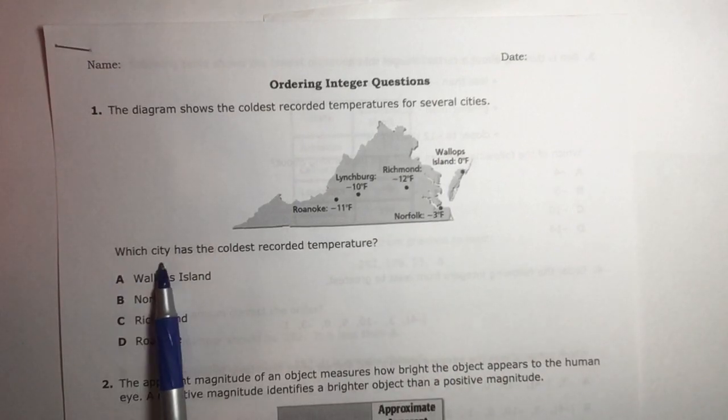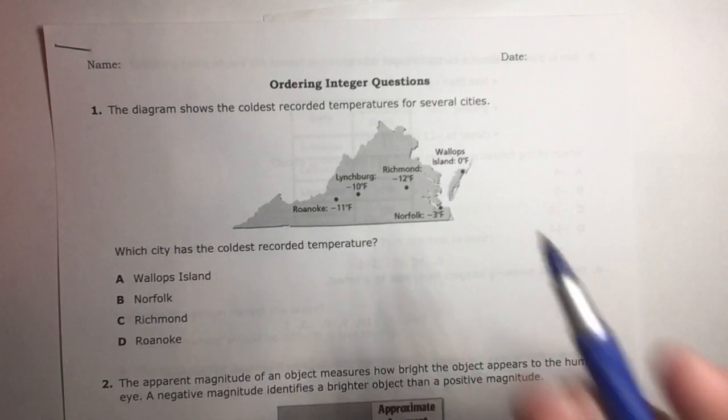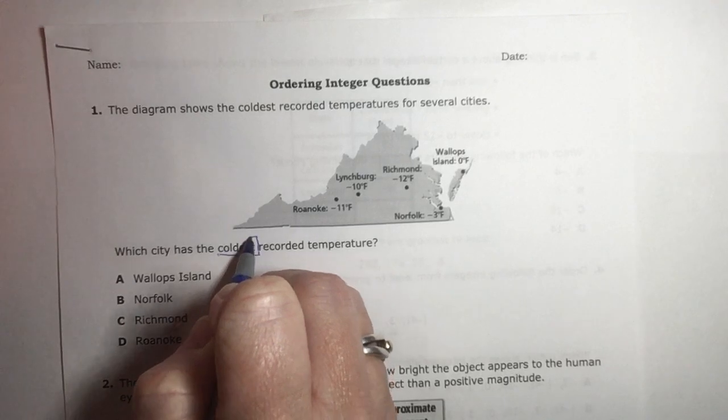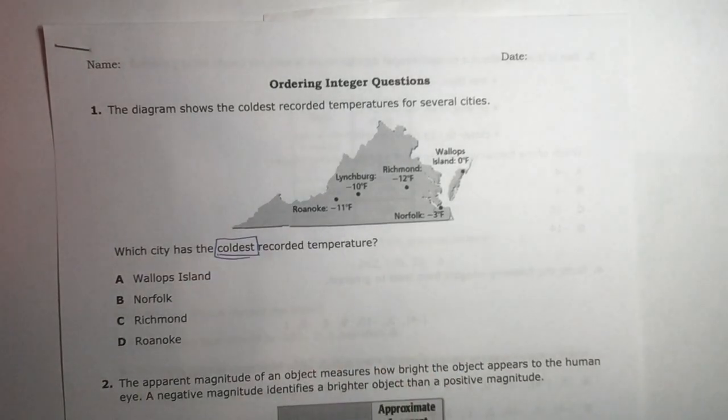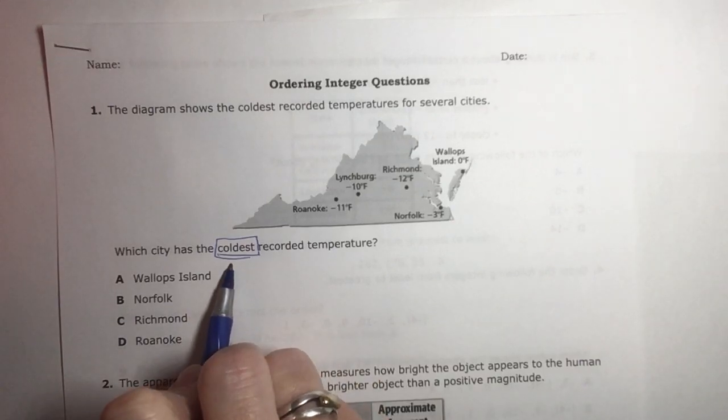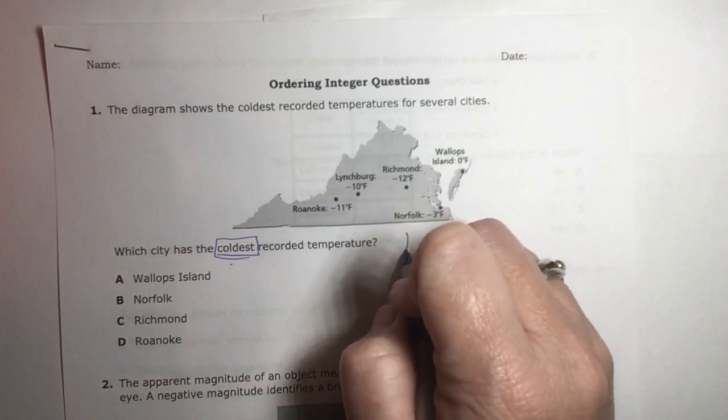Okay, it says which city has the coldest recorded temperature? So we have to think about what the coldest means. Does that mean we're looking for the least or the greatest temperature? The coldest is going to be the least. So we're looking for the least temperature.